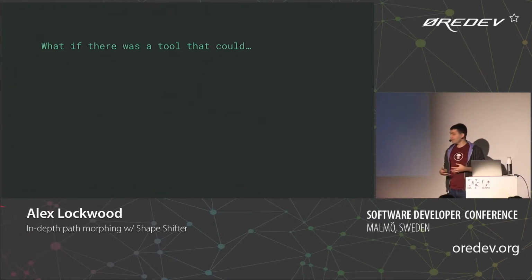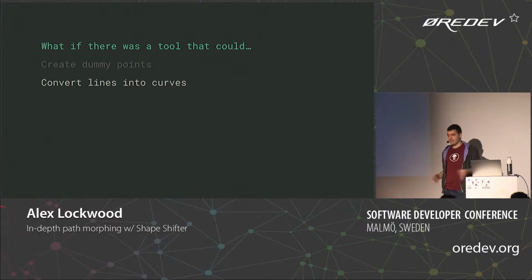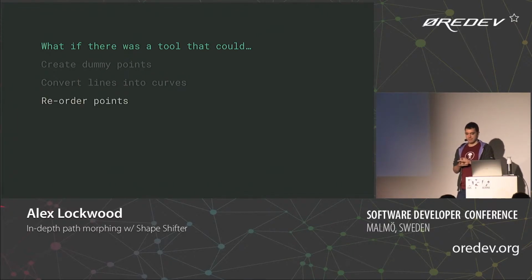So, given those problems, what we thought was, what if there was a tool that allowed you to create dummy points easily? It would automatically convert lines into curves, so you didn't have to do the math to figure out all that stuff. And it exposed controls for you to shift around the points or reorder the points.